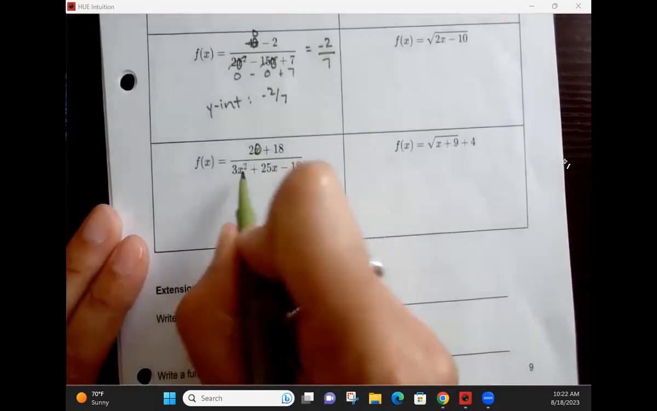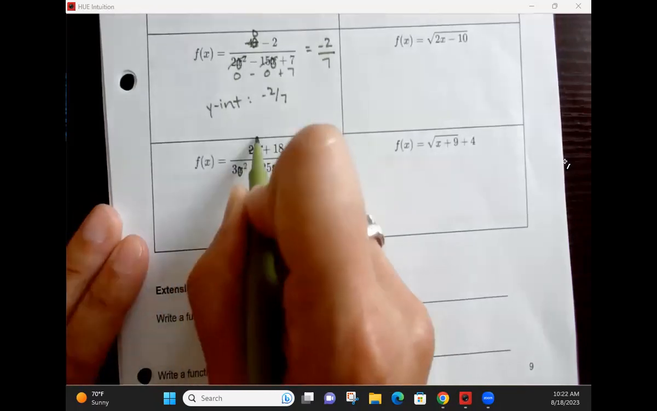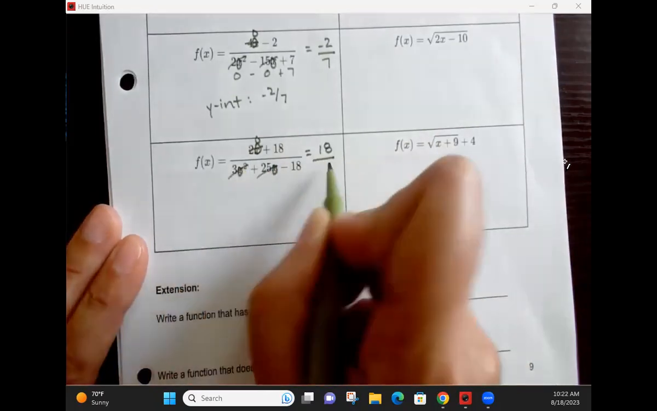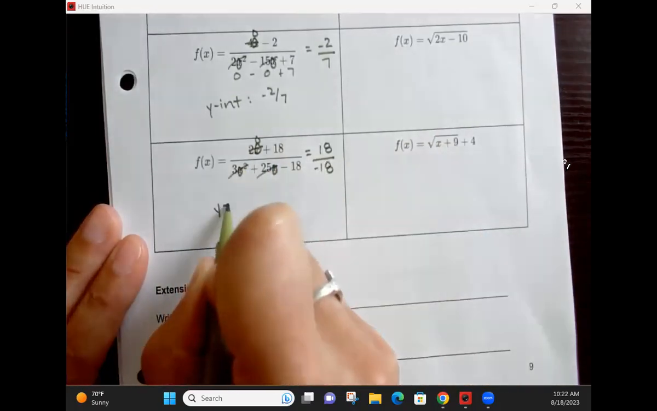And then down here, if I plug in 0 for x, this would be 0 plus 18 is 18 over 0, 0, negative 18. So we would get negative 1 here.